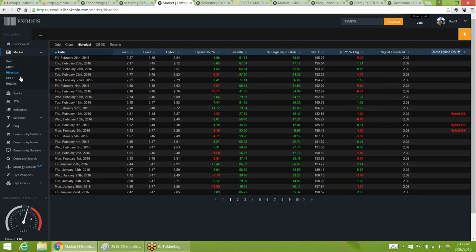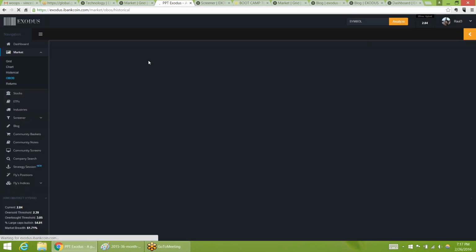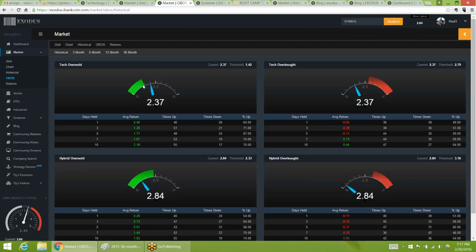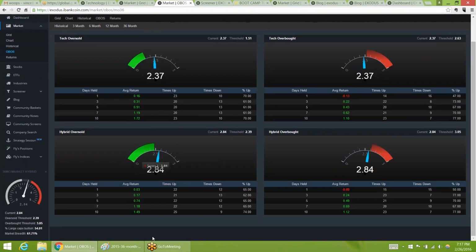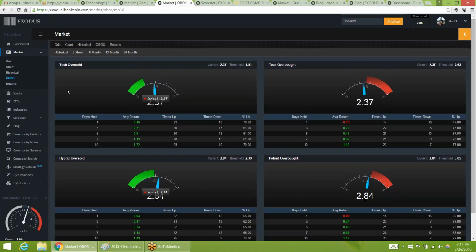And then if you click Market and you go to OBOS, you can see the historical stats when this thing has signaled. So the hybrid oversold has performed incredibly well over the last 3 years, a 74% win rate, and it's really this year been shining, especially given the extreme circumstances we've had to start the year. It's been doing a really good job of identifying those stress points.